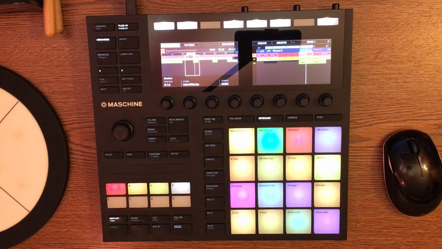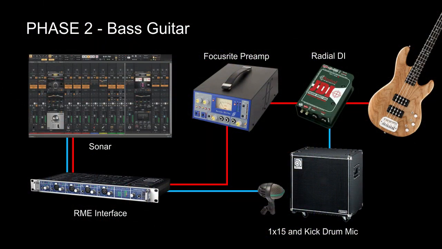Now I'll move on to recording bass guitar. The Maschine arrangement has been exported into Sonar, and I've also created a click track. Instead of looping bass parts, I try to record the live bass in one pass over the entire song, using as little overdubbing as possible.